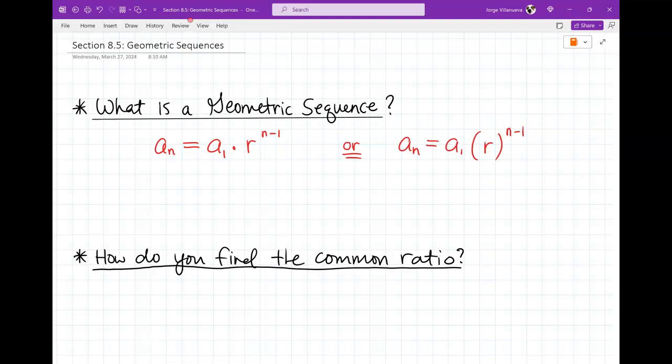Sometimes the a sub 1 term, which is supposed to be something like a 2 or a negative 4, isn't there. If a sub 1 doesn't show up, that means a sub 1 is 1. It would be 1 times r to the n minus 1, so you wouldn't write that 1. If you ever notice the a sub 1 term is missing, it's because a sub 1 is 1. We're going to do one of those examples; I think the very last example looks like that. So this is what a geometric sequence looks like, and r is the common ratio.